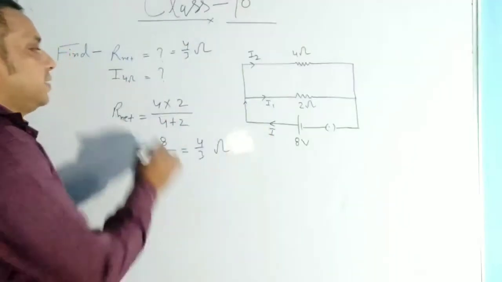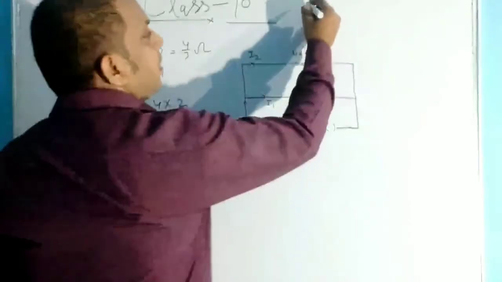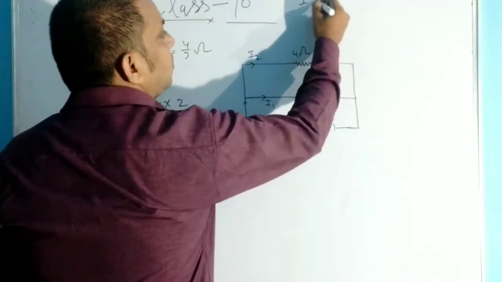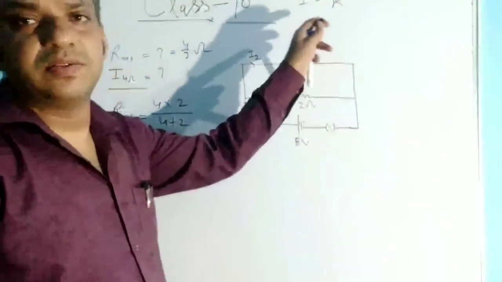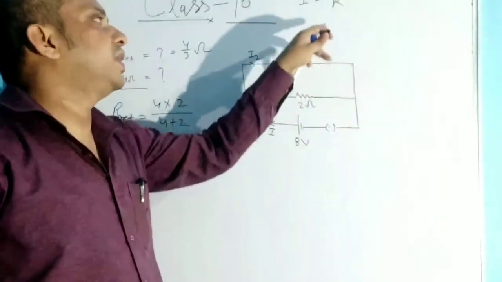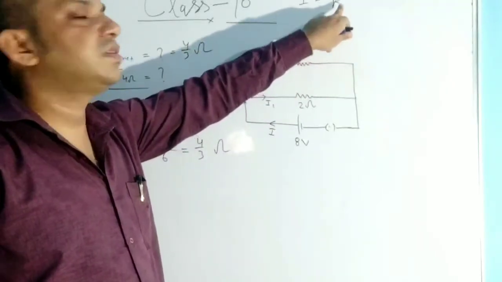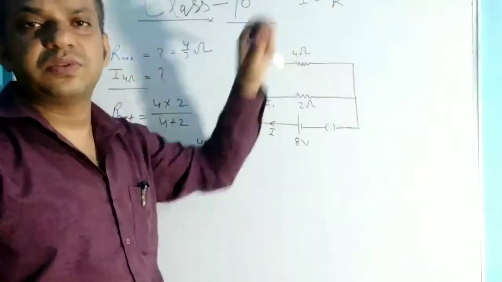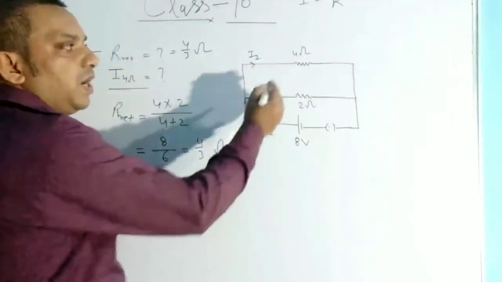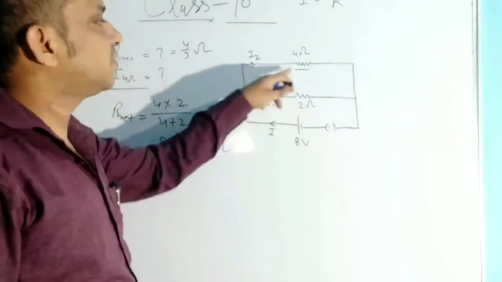Now the second part is: what is the current flowing through this 4 ohm resistor? So according to Ohm's law, I is equal to V by R. For a resistor, V is equal to IR. So you just find the potential across the resistance and the magnitude of the resistance, put these two values, and you will find the current flowing through the resistor. Our aim is to find it for this 4 ohm resistance. So can we find the potential across this 4 ohm resistor?